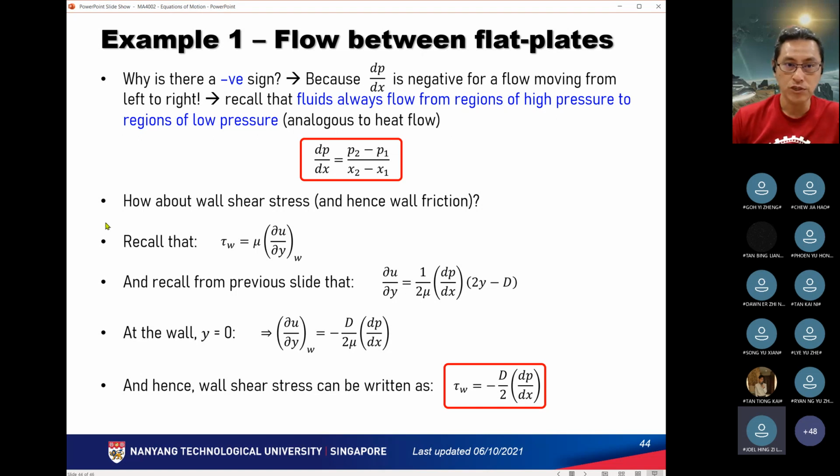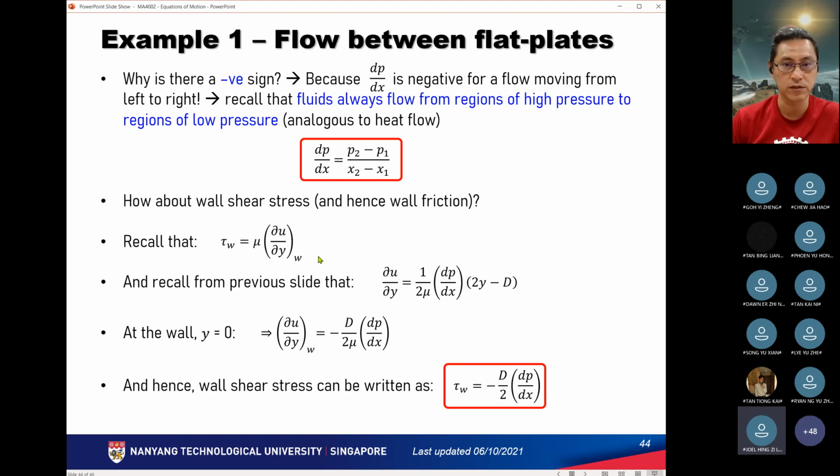Now, how about wall shear stress? If you think about it, we have got the velocity term. Surely if we're able to find the velocity gradient, we can estimate wall shear stress. Yes, we can. The ability to calculate wall shear stress will come in handy if we were to estimate the wall skin friction strength. Now, how do you calculate wall shear stress? The wall shear stress equation is defined as such.